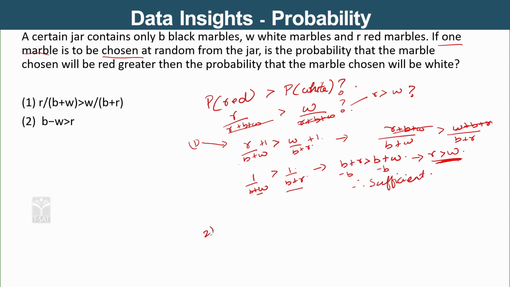Now, statement 2 says B minus W is greater than R. So, which means B is greater than R plus W, but we cannot from here say whether W is less than R or it is greater than R. We cannot give the information. So, this information is not sufficient to answer the question. When statement 1 alone is sufficient to answer the question, but statement 2 alone is not sufficient to answer the question, answer option becomes A.